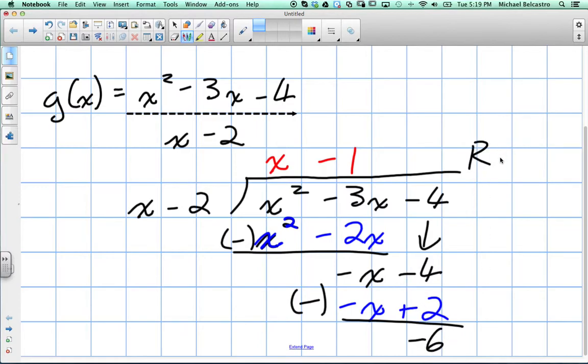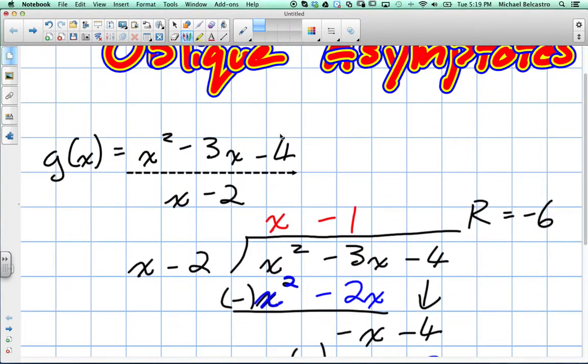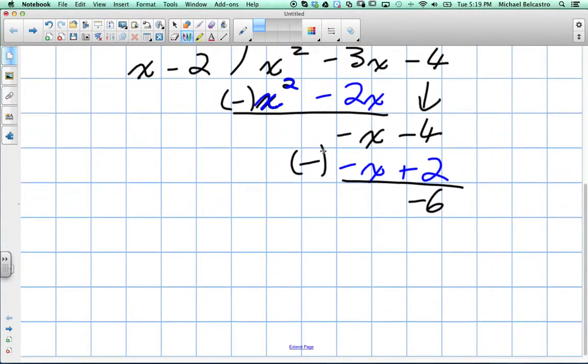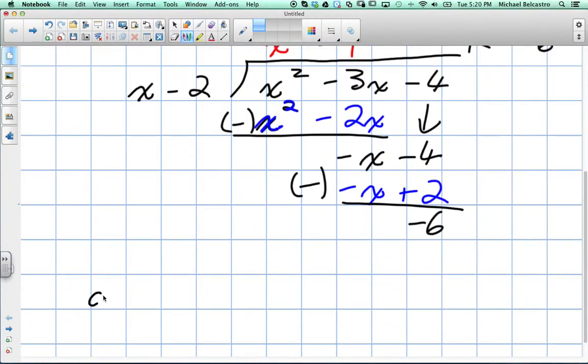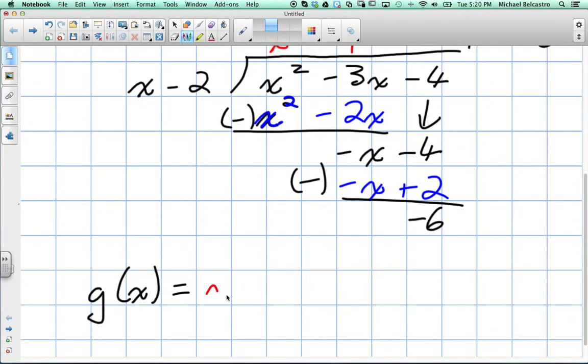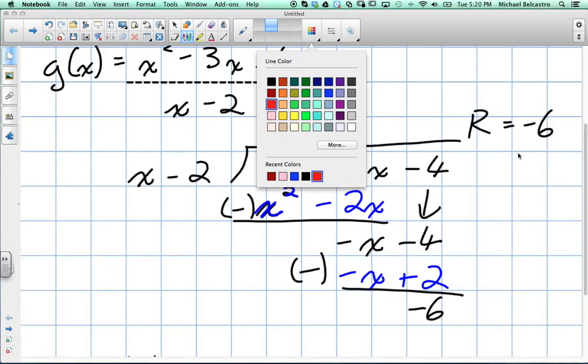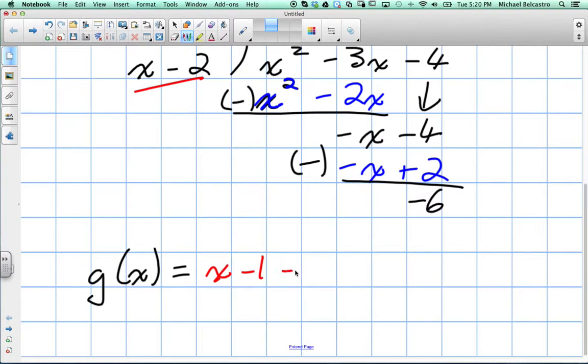So we have a remainder equal to negative 6. If we were to write this equation out as if we have just divided everything, what we end up having is our g of x is equal to x minus 1, and I'll put it in red. And we have our remainder divided by what we were dividing the entire equation by, so negative 6, divided by this. That would look like minus 6 over x minus 2.